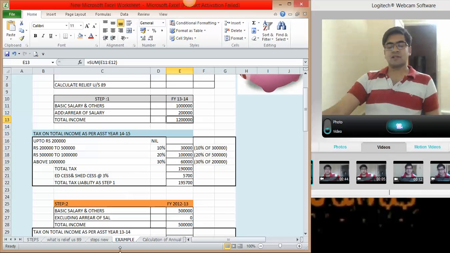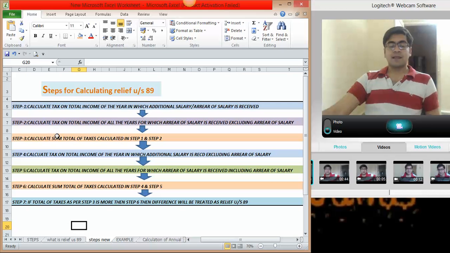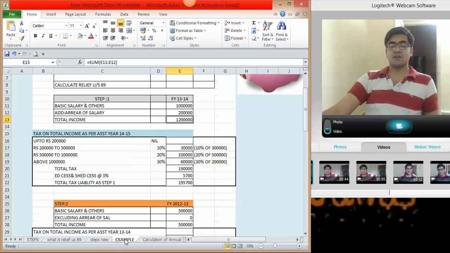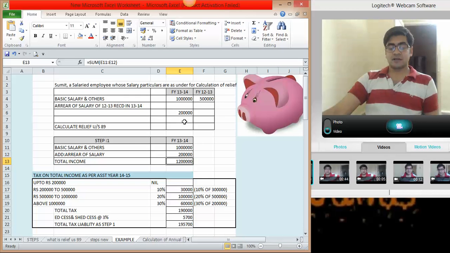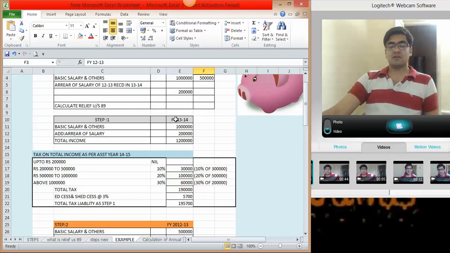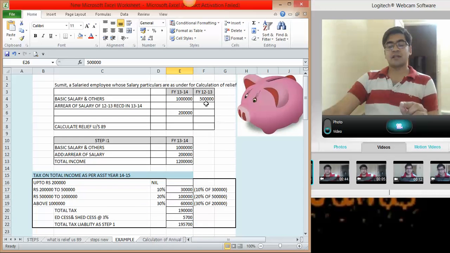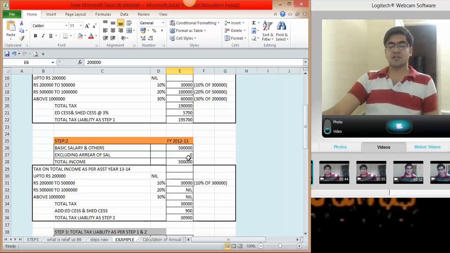Now let's move ahead and see step 2. Calculate tax on total income of all the years for which arrear of salary is received, excluding the arrear of salary. For financial year 12-13, we need to calculate tax again, but without taking into account this 2 lakh rupees. Are you getting me? So on 5 lakh rupees, once again you need to calculate the tax, but the tax rate applicable will be for financial year 12-13.